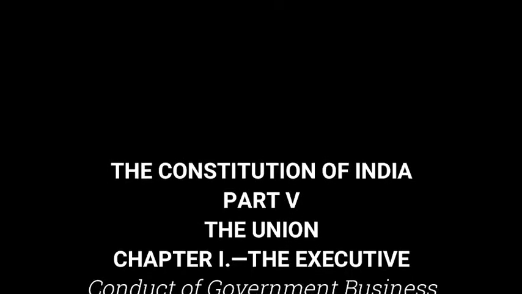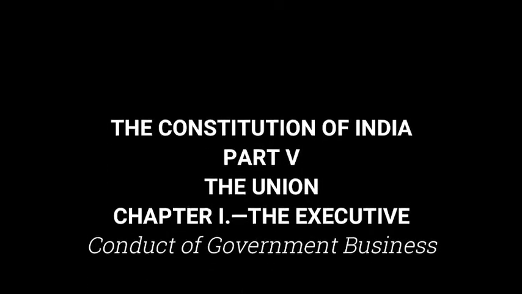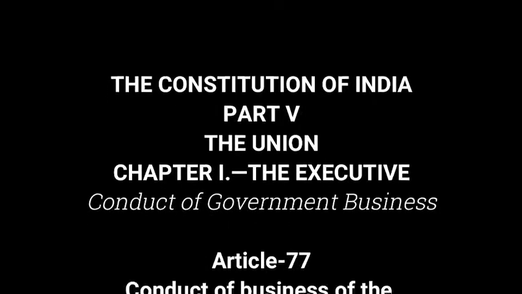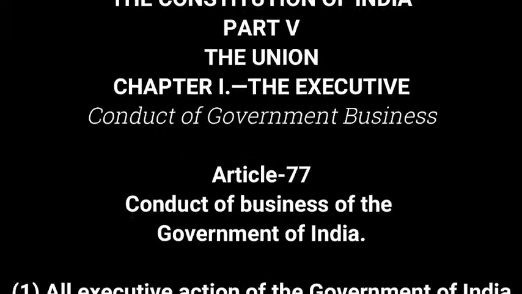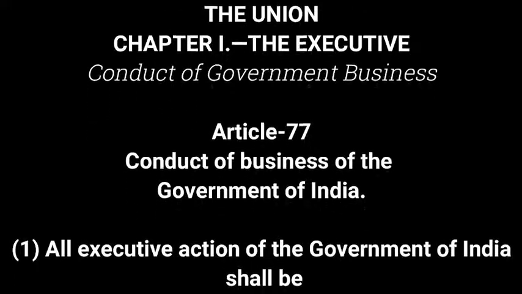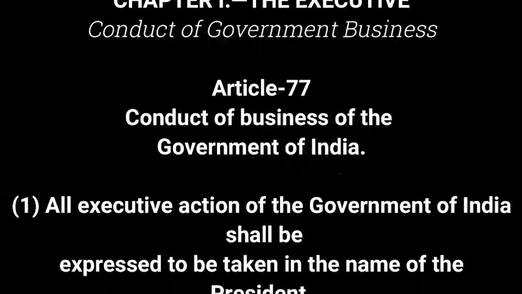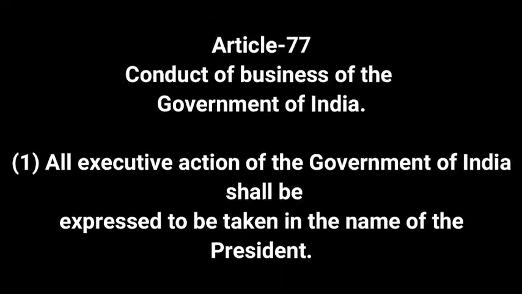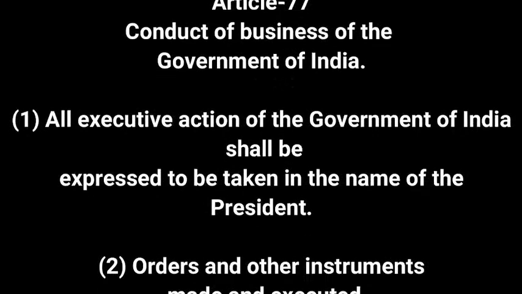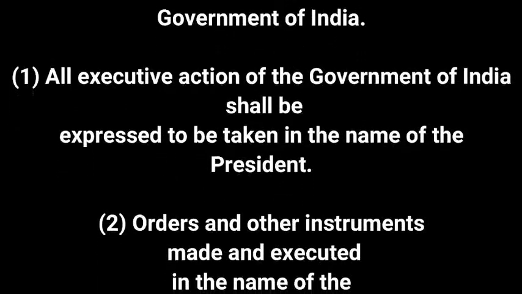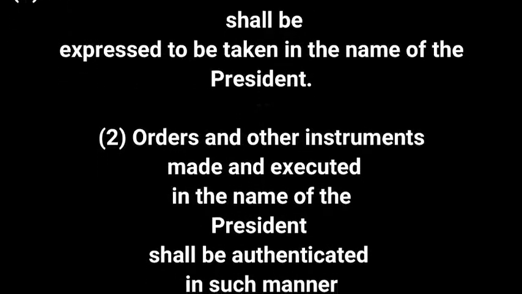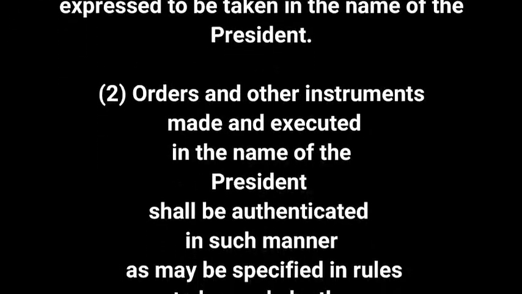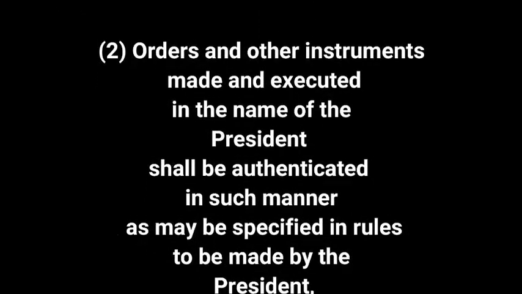The Constitution of India. Part 5. The Union. Chapter 1. The Executive. Conduct of Government Business. Article 77. Conduct of Business of the Government of India. 1. All executive action of the Government of India shall be expressed to be taken in the name of the President.